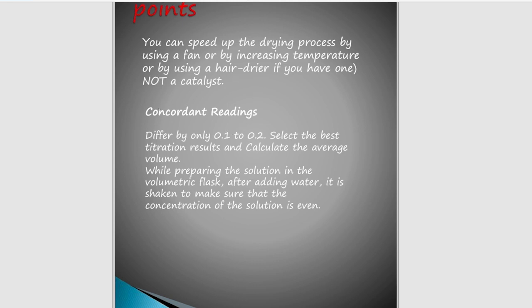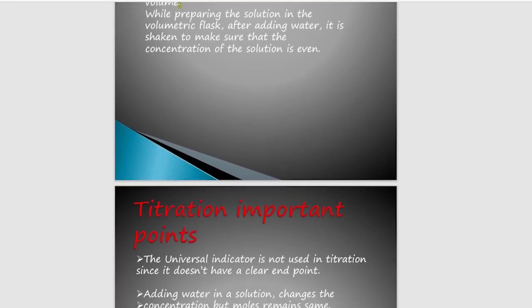What do concordant values mean? Concordant values differ by only 0.1 to 0.2. Select the best titration results and calculate the average volume. The average volume will be calculated from the nearest values, that is, the concordant values. While preparing the solution in the volumetric flask, after adding water, it is shaken to make sure that the concentration of the solution is even. So that's why you do it.